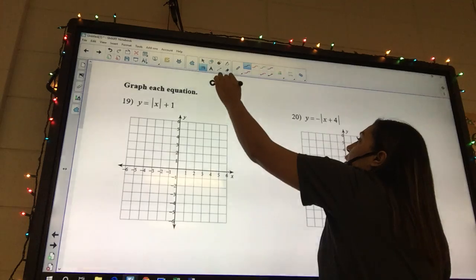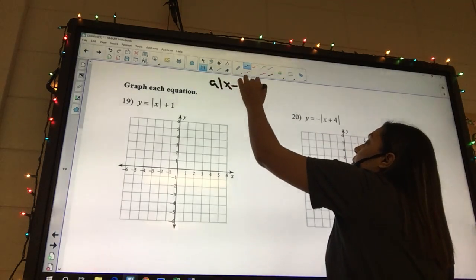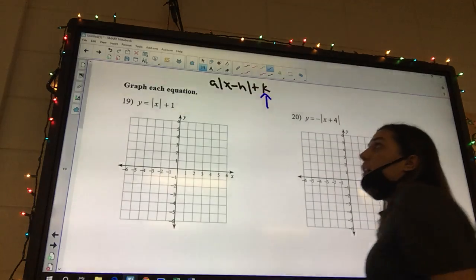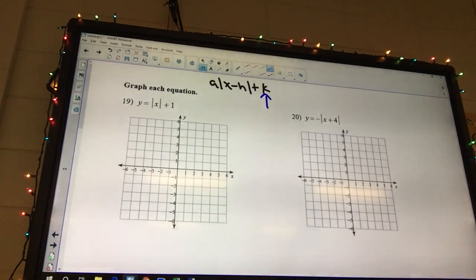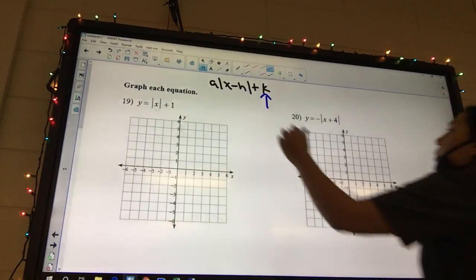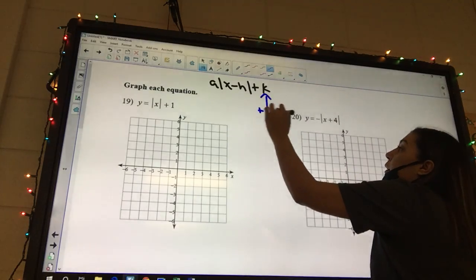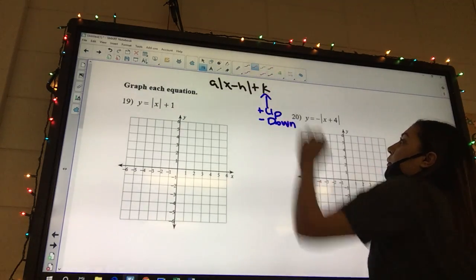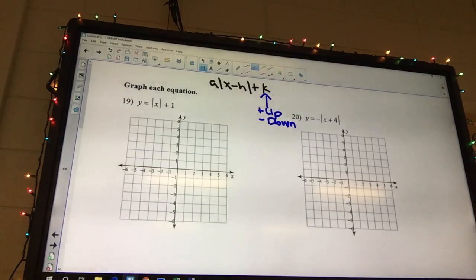Okay, this is our general equation. The K, since it's on the outside, see those 2 bars? Look at them, the 2 bars on all the problems. If it's on the outside of the bars, if it's a plus, we go up. If it's a minus, we're going to go down. Okay, you have to know the notes. You have to on these, or you're not going to graph it. Okay?